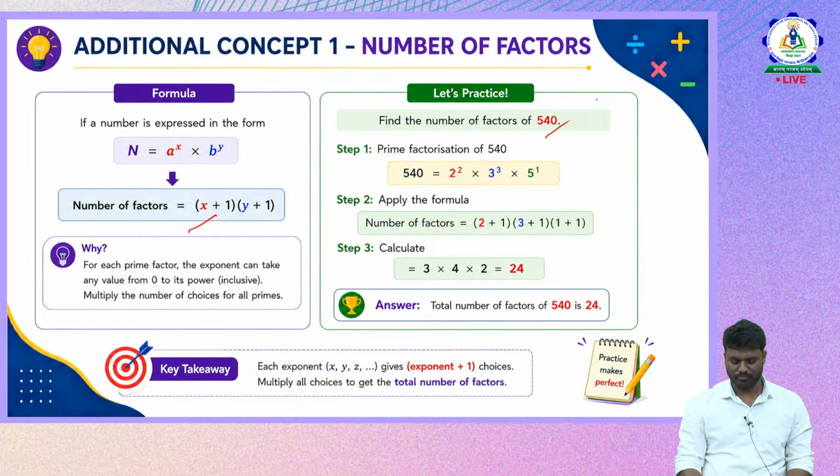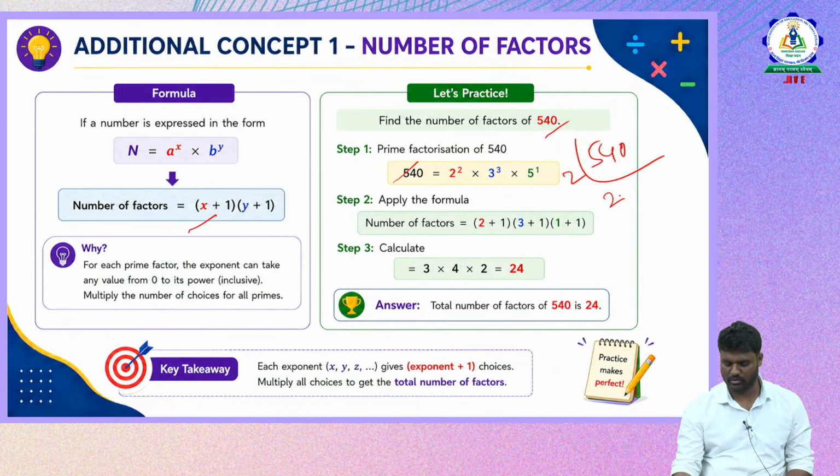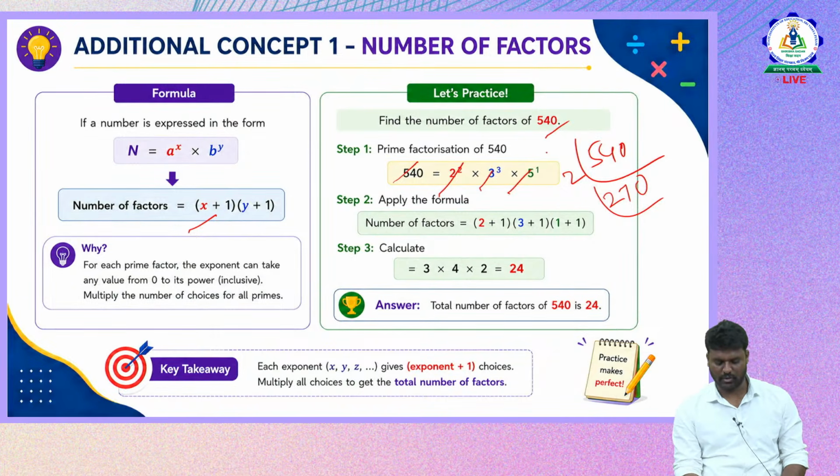Now step 1, we'll see the prime factorization of 540. When you perform the factorization method on 540, dividing through the primes, we get 2 to the power of 2, 3 to the power of 3, and 5 to the power of 1. Now we have the prime factors of 540, and then we apply the formula. So what is the formula here?